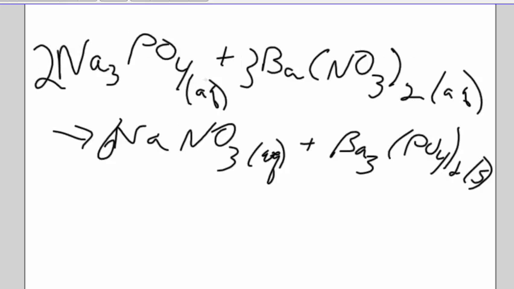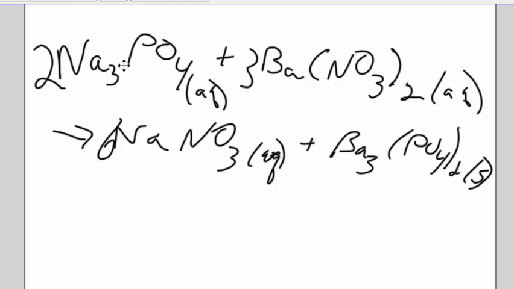Sodium phosphate, aqueous, plus barium nitrate, aqueous, yields sodium nitrate, aqueous, plus barium phosphate, solid. Now, in terms of what things are aqueous and what things are not, there are rules that I will give you that you can memorize. Essentially, you really have to know only two. One is that ionic compounds with +1 ions are aqueous. So, compounds with sodium ions, compounds with lithium, potassium, ammonium, all of those things are aqueous.